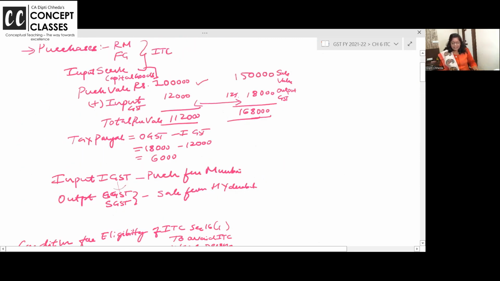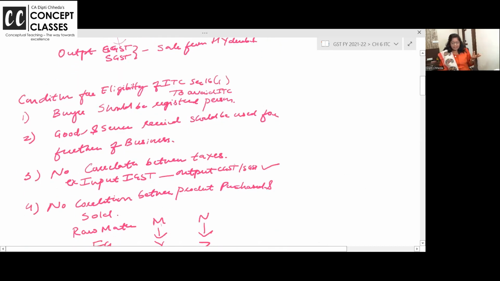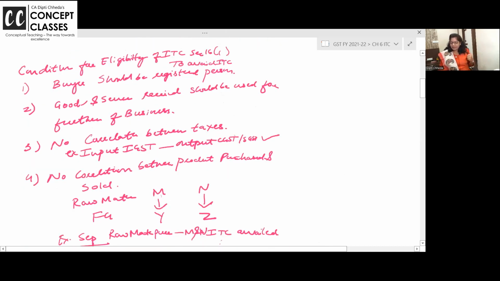What is input tax credit? Say 1 lakh is my purchase, and the tax is 12,000. If I am not allowed 12,000 input tax credit, because I am not a registered dealer, my purchase cost will be 1,12,000. Simple. Now, the conditions for eligibility of the ITC.